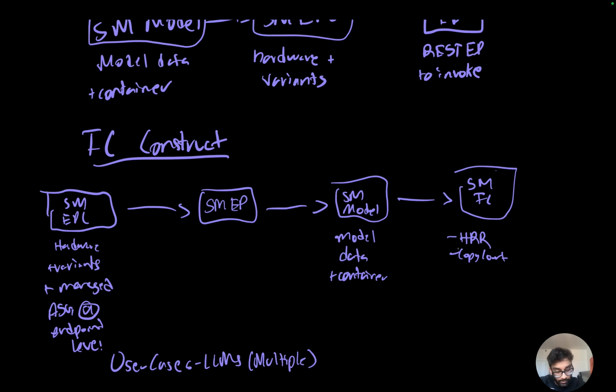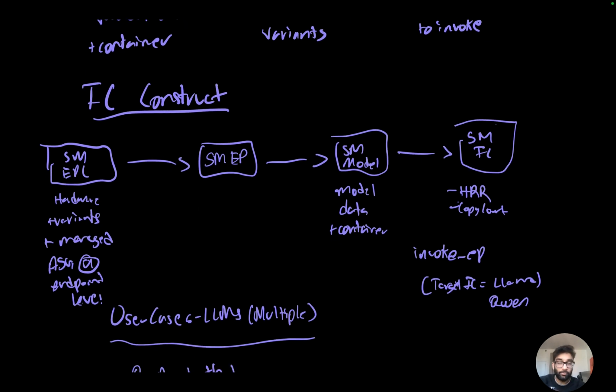And once you've created this, just like an MME or any other endpoint, you can do invoke EP, but there's a new target IC header. So you can specify, oh, I want to invoke Llama here, or I want to invoke Qwen, whatever I'm working with, right? So just like MME where you specify the target model, you're going to specify the component name.